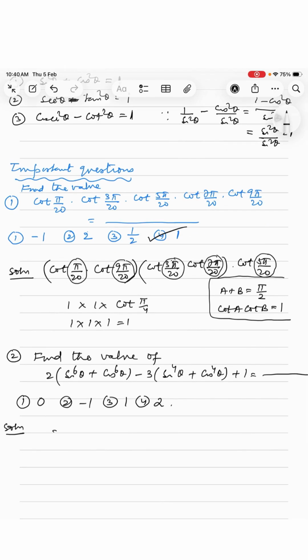Now remember, sin to the power of 6 theta, we can write it as (sin square theta) whole cube. Cos to the power of 6 theta is (cos square theta) whole cube, plus minus 3 into (sin square theta) whole square plus (cos square theta) whole square, plus 1.